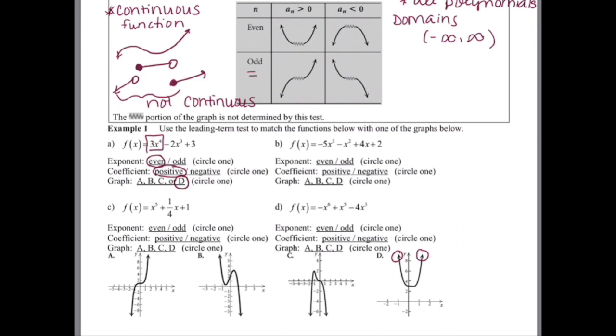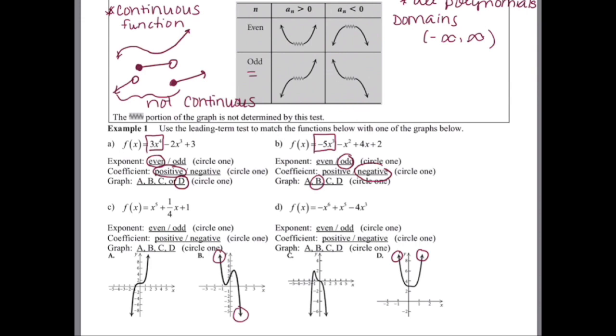Part B, we have negative 5x cubed minus x squared plus 4x plus 2. I see it's written in descending order. So I'm going to look at my leading term here. My exponent this time is odd. So now I'm going to look at the bottom row here. And my coefficient is negative. So the left side is going to go up, but the right side is going down. So part B would be the correct graph.